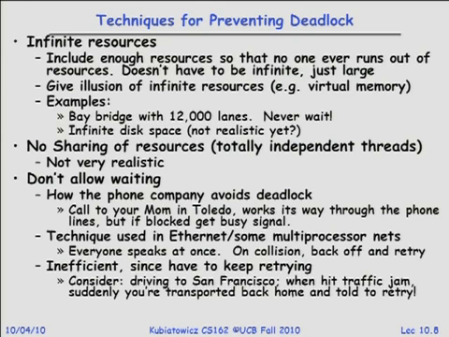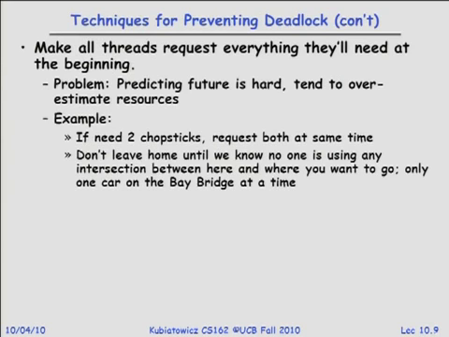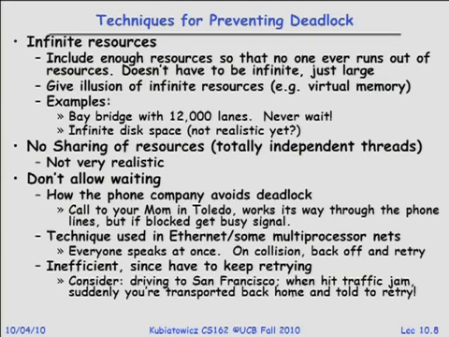Consider the case where you drive to San Francisco. Every time you hit a traffic jam, you're suddenly teleported back home. That would be pretty annoying, but that's kind of what hold and wait is like. And you have to combine that with 12,000 lanes, and then maybe you'll actually make it to San Francisco. Any questions on these first ones before we talk about more practical ones?